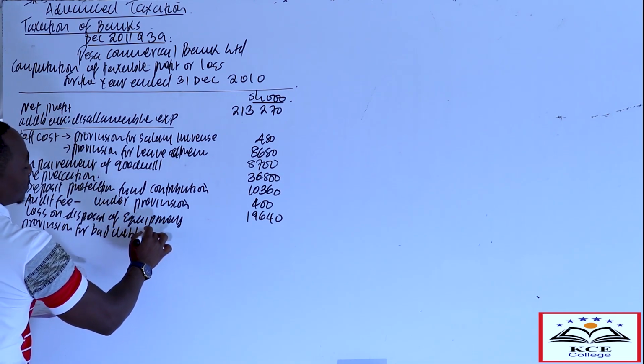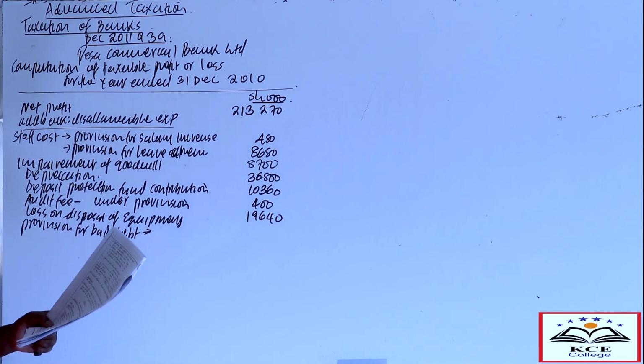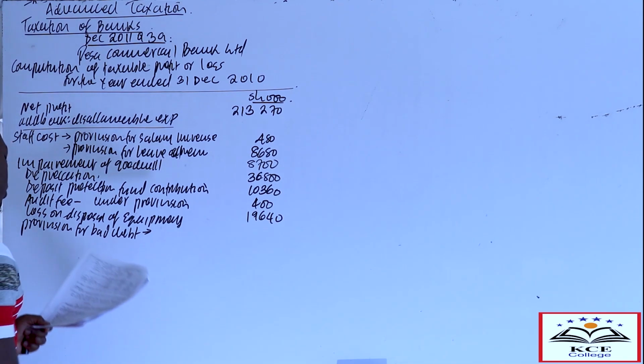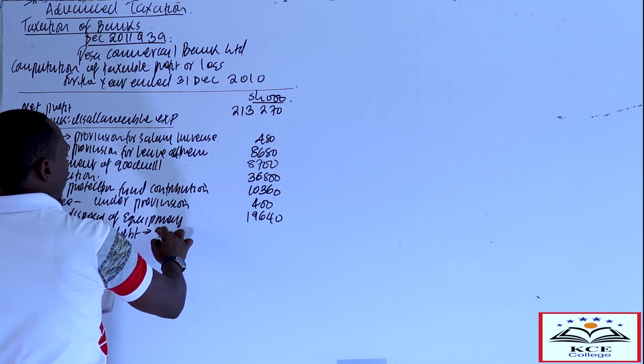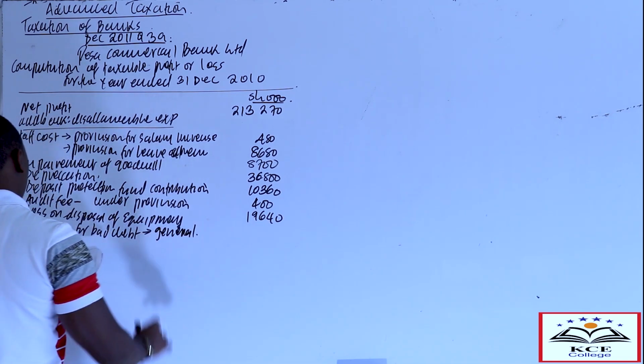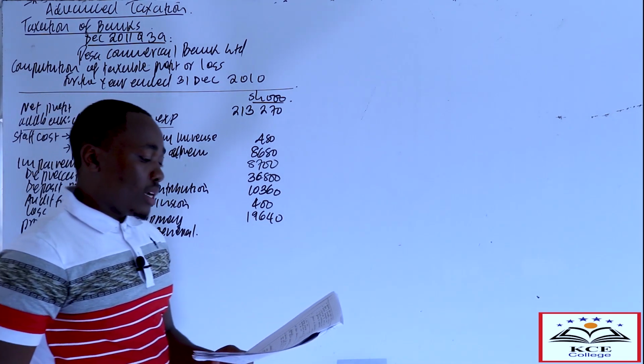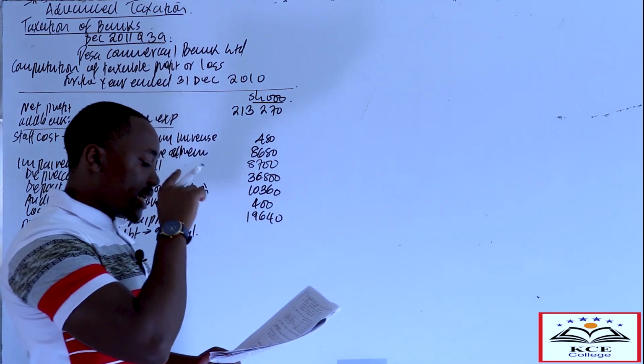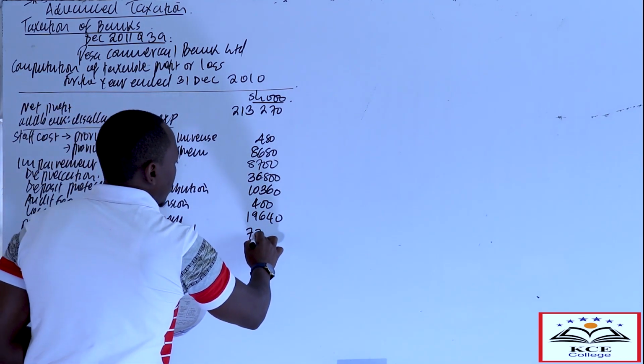Then we have provision for doubtful debts. Now we say that specific, they are allowable. General provision, they are disallowable. So in this case, you only factor in the general. And that one is provided in note number 5. In note number 5, for the charge for the year, the general is an amount of 72.